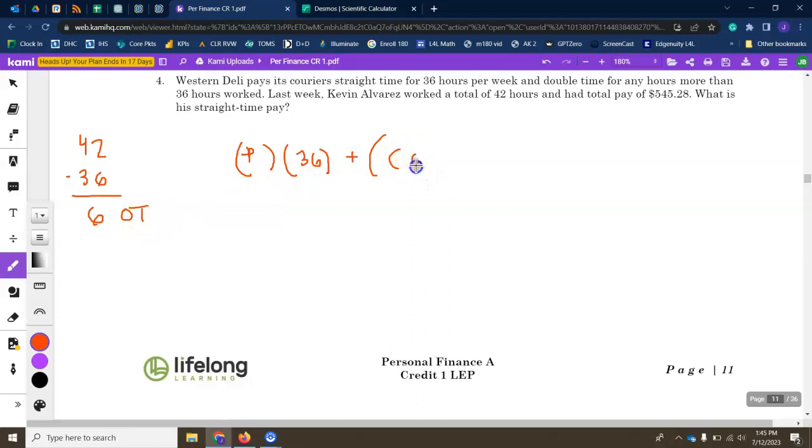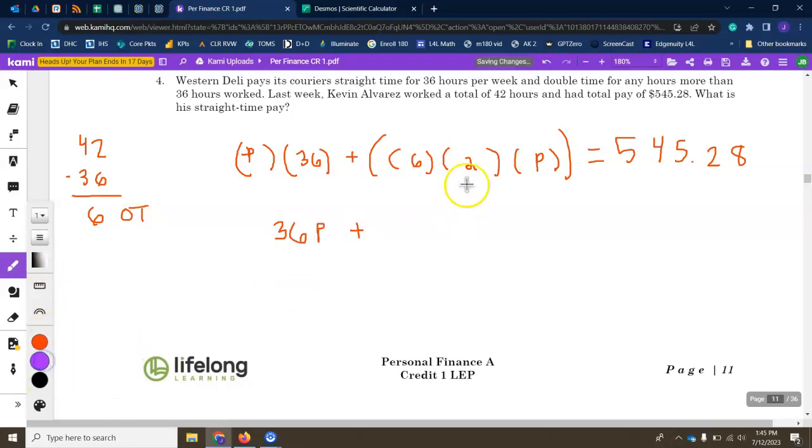Well, OT is 6 overtime hours times time and a half, or double time. In this case, we are doing double time, so that's times 2 times P, and that will equal the total pay for the week, $545.28. So 36 times P is 36P. Should change colors there. I'll change it on the next one. 6 times 2 is 12, and we get 12P. That still equals the $545.28.